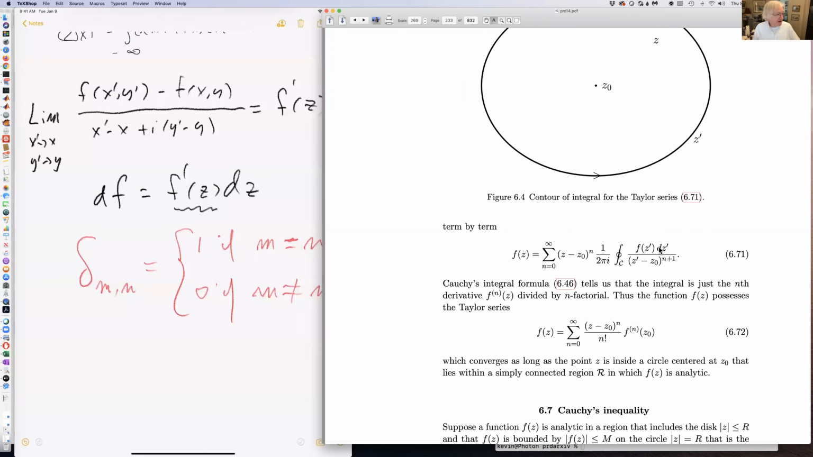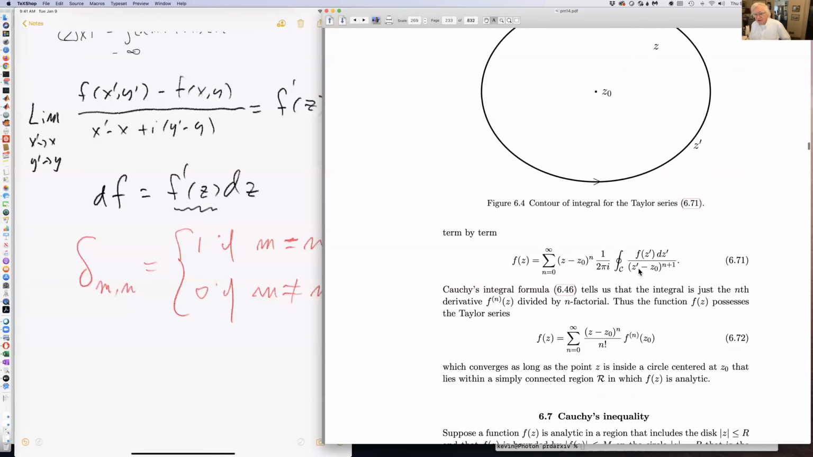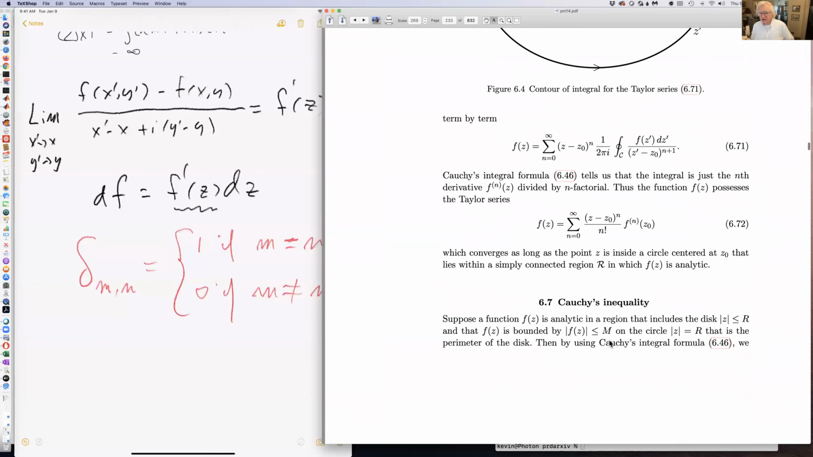But of course, by Cauchy's integral formula, this is the nth derivative of the function f at z0. So n inside parentheses means nth derivative. So what we have is a Taylor series.